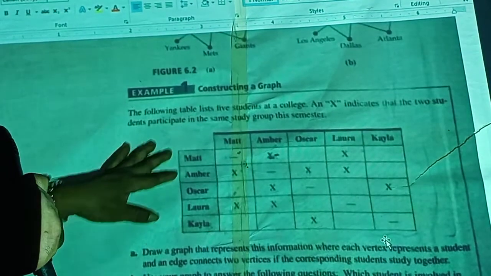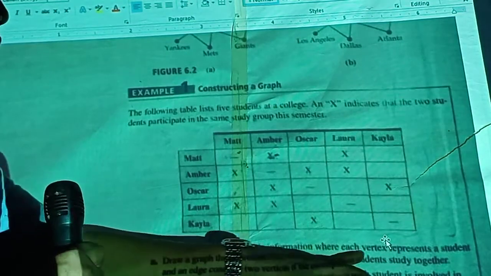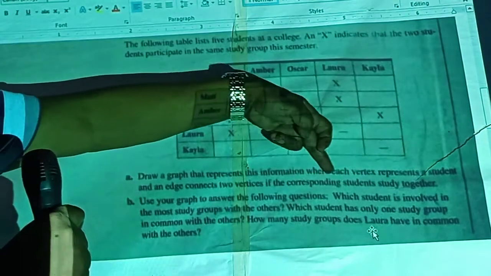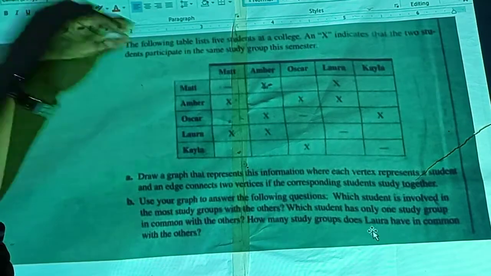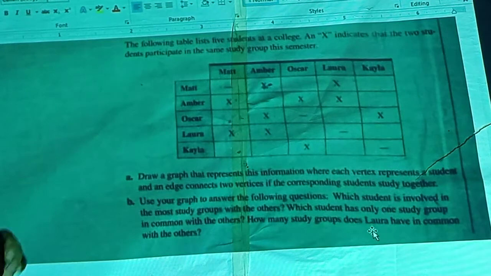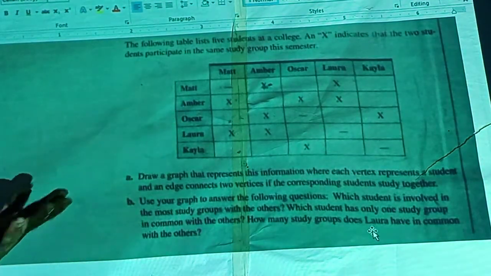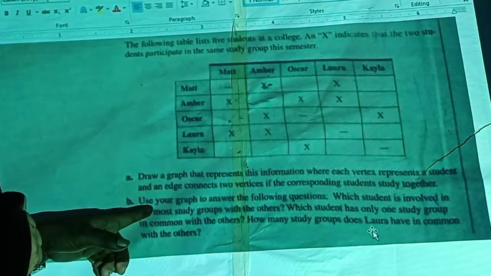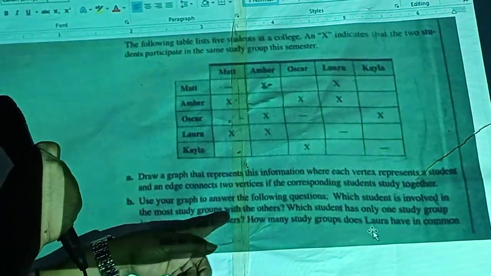So Matt, Amber, Oscar, Laura, and Kyla. Draw the graph that represents this information where each vertex represents a student and an edge connects 2 vertices if the corresponding students study together. If they are connected, meaning these 2 students study together. If Oscar and Laura are connected, they study together. If Kyla and Oscar are not connected, meaning Kyla and Oscar did not study together. So use your graph, answer the following question. Which student is involved in the most study groups with the others?